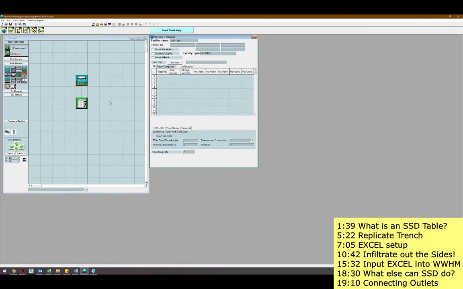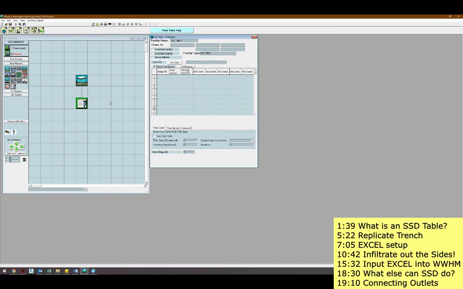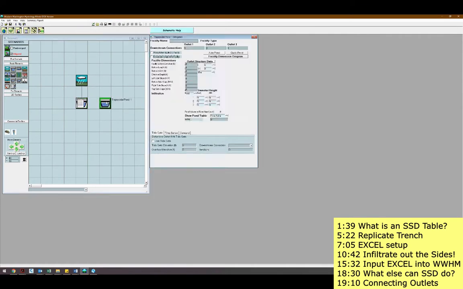Now, what is an SSD table? Well, an SSD table is another element in WIM that is highly customizable, allows you to pick how much volume you are going to hold and how you're going to release it. Now let's compare this to a normal detention facility. I'm going to add this in here.